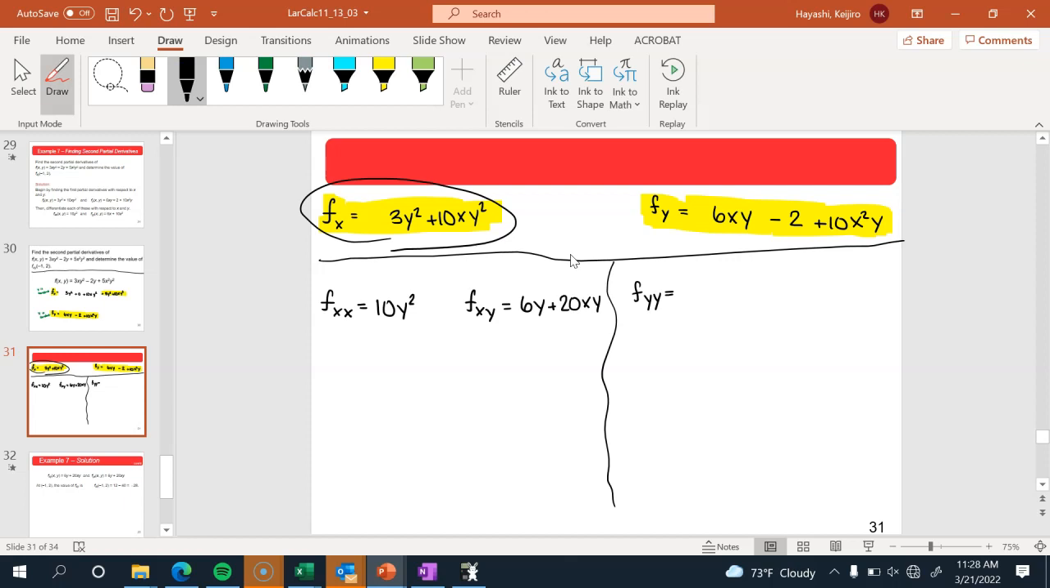Okay, so f_yy. For the second partial derivative, we take the partial derivative with respect to y both times. We just start with this, but we take the derivative with respect to y. So this first term, y is going to differentiate into 1. You'll have 6x for your first term. Minus 2 is a constant, so it goes away. Plus 10x squared y. Again, y differentiates into 1, and you're left with 10x squared.